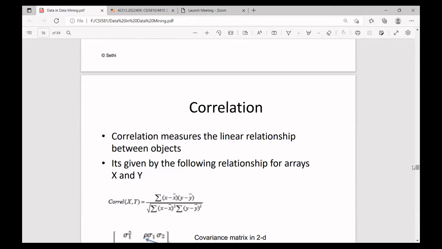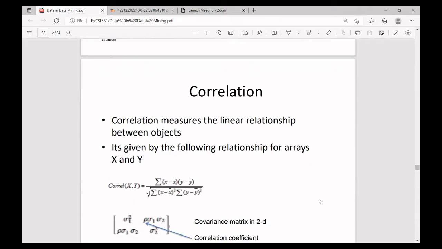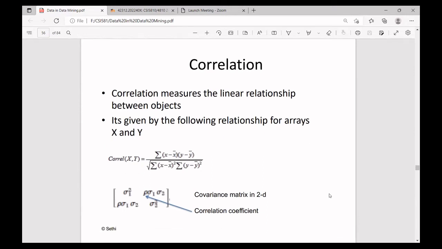Now let's look at what we mean by correlation. We already talked about correlation between the features, all right? So we just want to look at the definition of correlation once again and see how it appears in the covariance matrix, all right? So if you are given two sets of readings or two vectors, vector X and vector Y, then the correlation between those two vectors is given by the formula as shown in the slide.